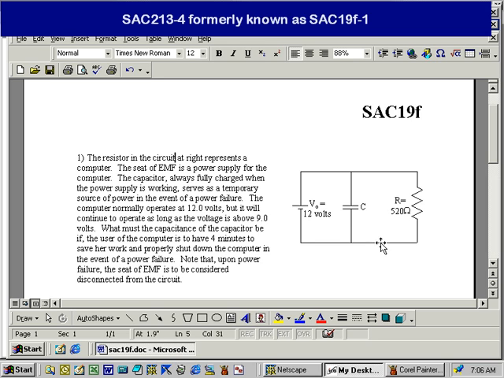And we want to design this system, in other words, choose the capacitor, so that it takes 4 minutes for the voltage across the capacitor to drop down to 9 volts. So during that 4 minutes, the computer will continue to operate, and whoever's using the computer has time to save their files, save their work, and shut down the computer properly. But the plan is to find the capacitor that you need to make it so that it takes 4 minutes for the voltage to drop down from 12 volts to 9 volts. Okay.